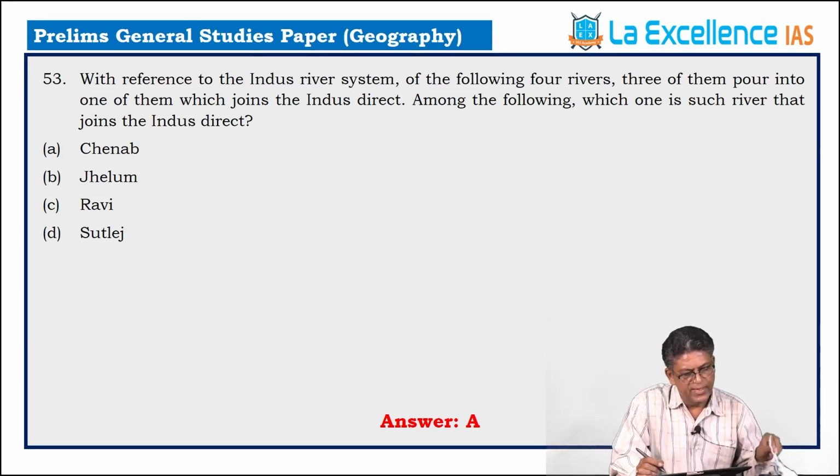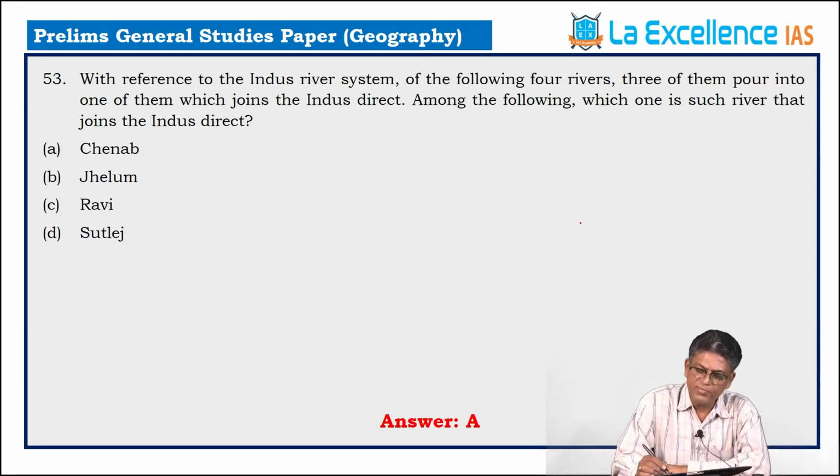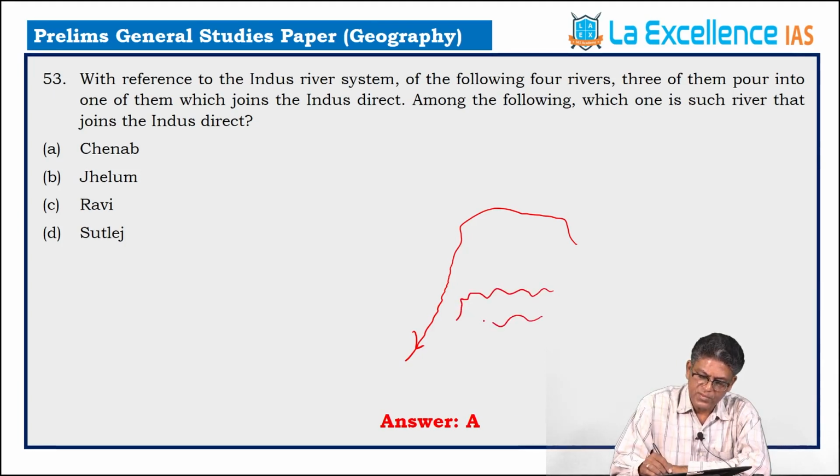Now you see, if you take the basin of Indus, this is Indus, and then you have the other tributaries, Jhelum, Chenab. So I will put I for Indus, this is J for Jhelum, this is C for Chenab. Jhelum would join Chenab, and then further down it is going to be river Ravi which joins Chenab, and then this is Sutlej.